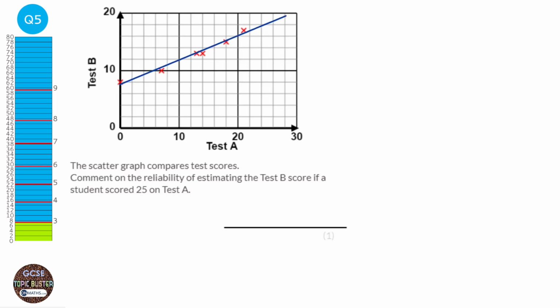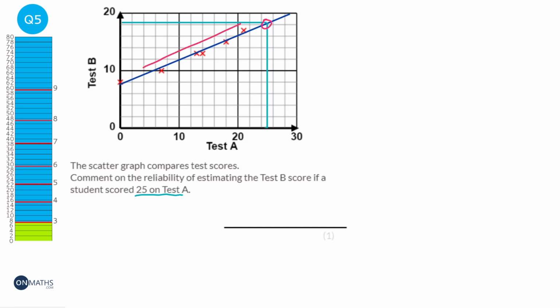So to make estimates from a scatter graph, we've got to first of all draw a line of best fit, which would be something like this. And what we'll do is to find an estimate of test score B, given the fact they got 25 on test A, means that we would draw a line up from test A at 25, should be here, and then across, and that's how we would make the estimate. But look at where that is hitting our line of best fit. It's hitting it here. What do you notice about this position here?